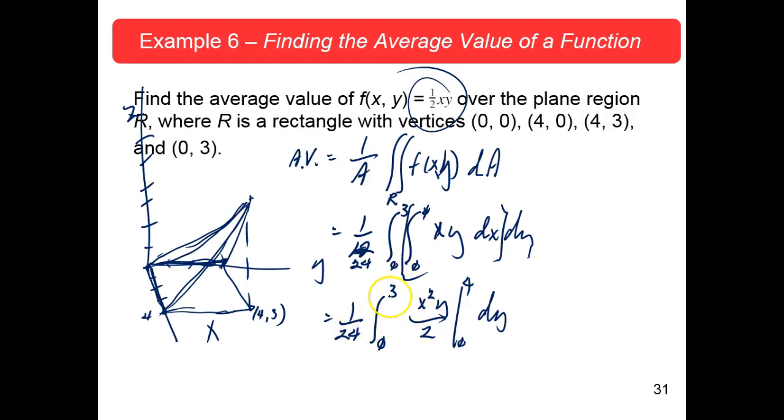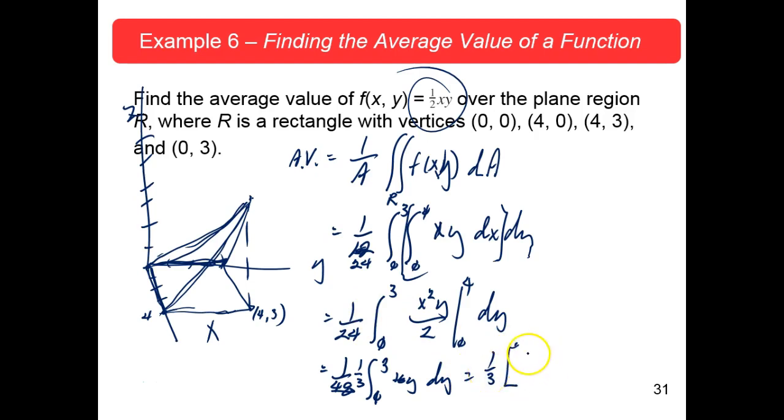Okay? So I'm going to pull that over 2 out too, so now we're up to 1 over 48, integral from 0 to 3. I'll come back and do that in a minute, but let's evaluate. This is x equal 4, so that's 16 times y, and minus 0 times y, right? So this will be your last dy. Well, let's pull the 16 out, and that now makes it a 1/3.